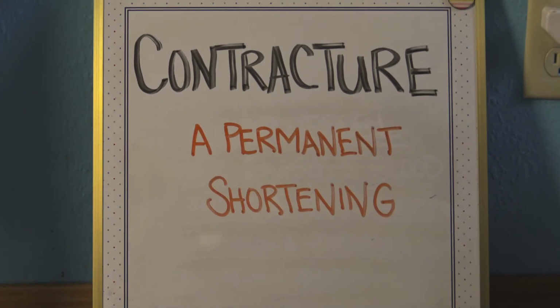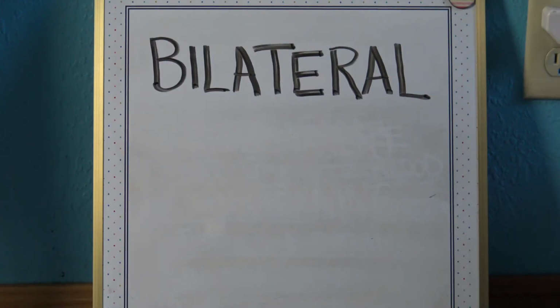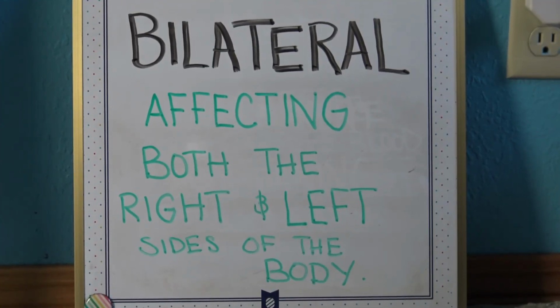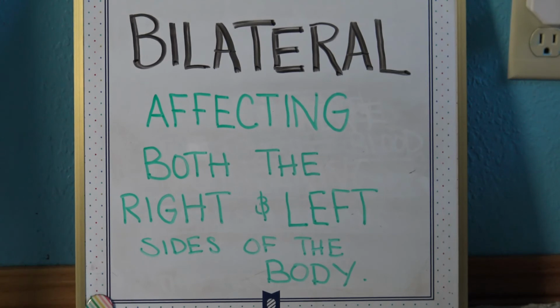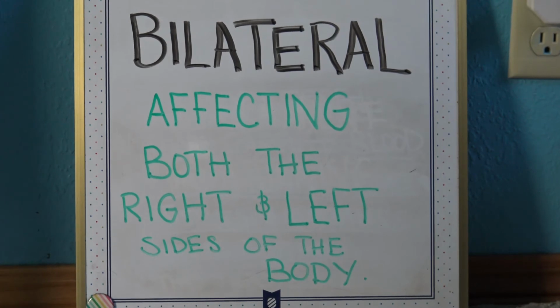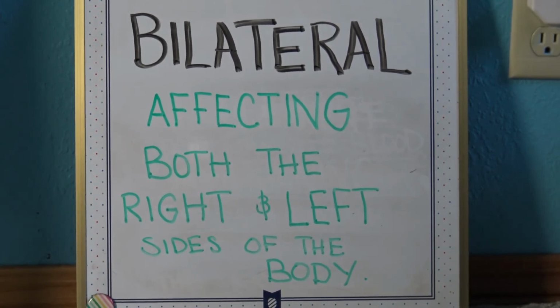Contracture. Contracture is a permanent shortening of muscle, tendons, or scar tissue, producing deformity or distortion. Contracture, a permanent shortening. Bilateral. Bilateral is affecting both the left and right sides of the body. So like bilateral arthritis will affect joints on both the left and the right side. Bilateral, both left and right.